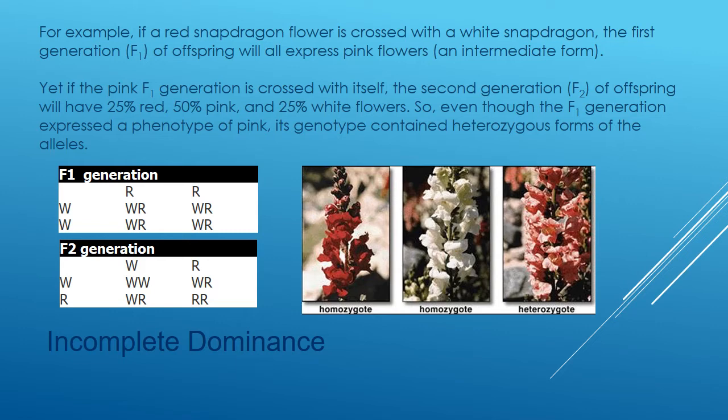So here's the cross, okay, and there's two ways to do this. This example is using two different letters to show that neither one is dominant over the other one. And so RR is red, WW is white, but WR or RW is pink. And so if we take two WRs and cross them, we get 25% white, 50% pink, and 25% red. That is incomplete dominance.